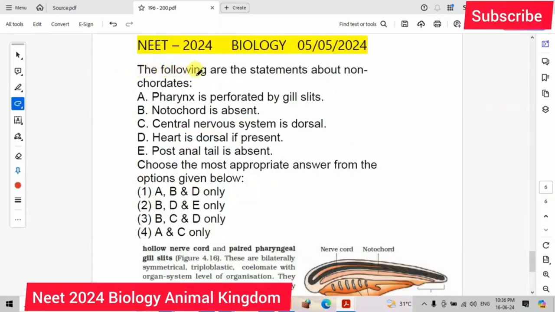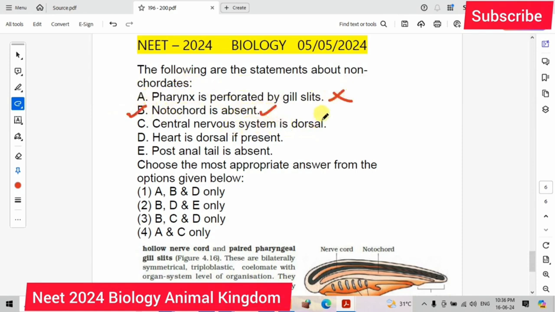Following are the statements about non-chordates. A. Pharynx is perforated by gill slits, and it is wrong. Next, B. Notochord is absent, and it is right.